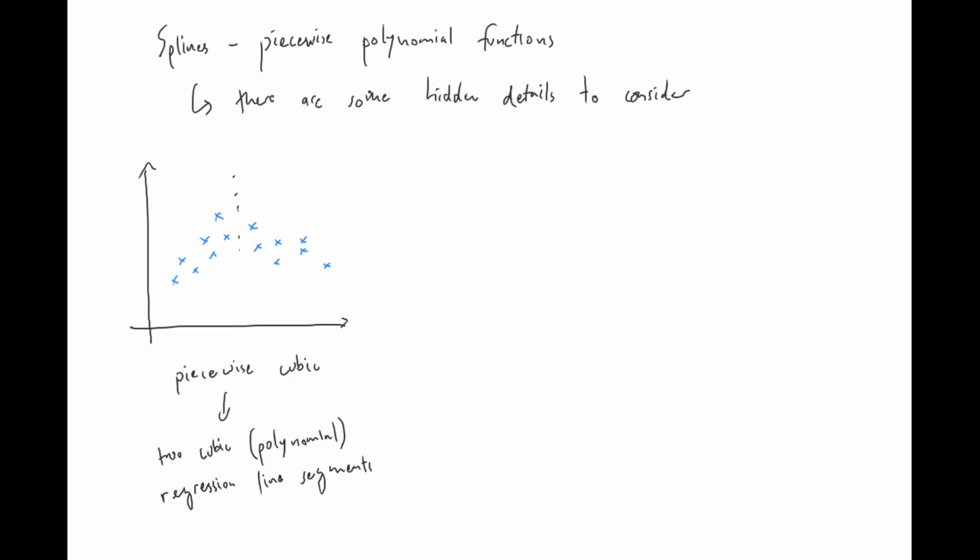So let's make a breakpoint right here. And what ends up happening is something, let's say like this, and then let's do something like that. So in this case, what you'll find is that you have a discontinuity in your fit at the breakpoint, and that would be a common result of a piecewise cubic function.